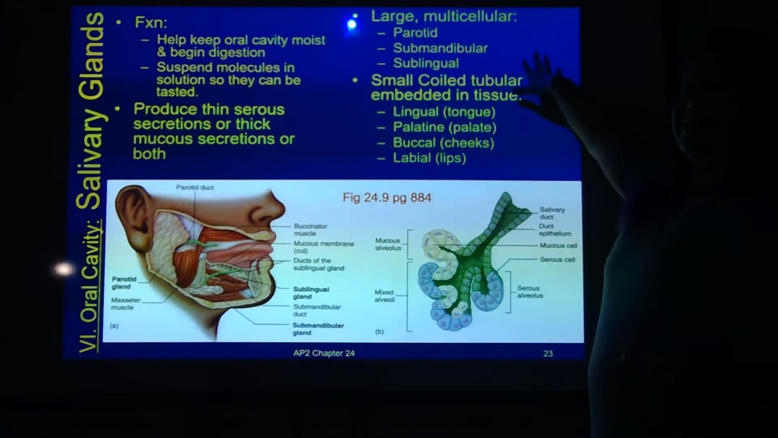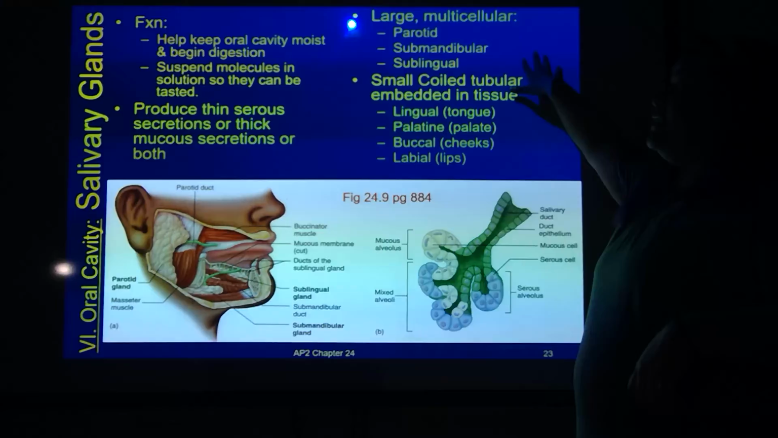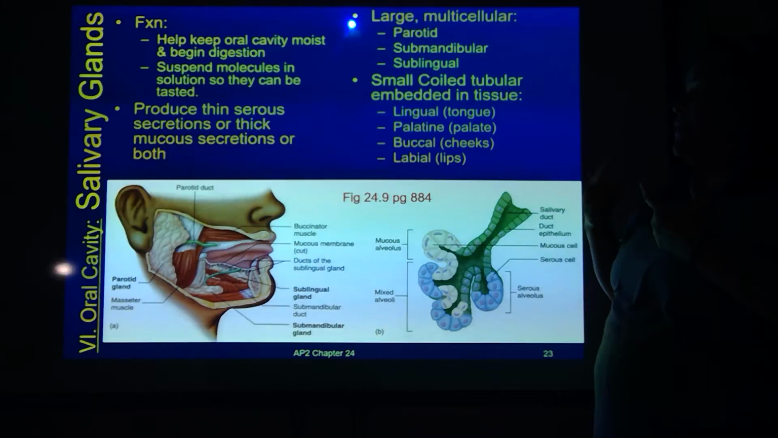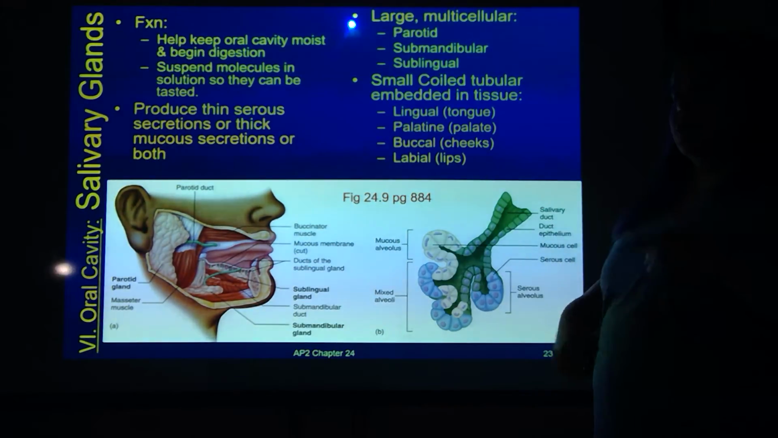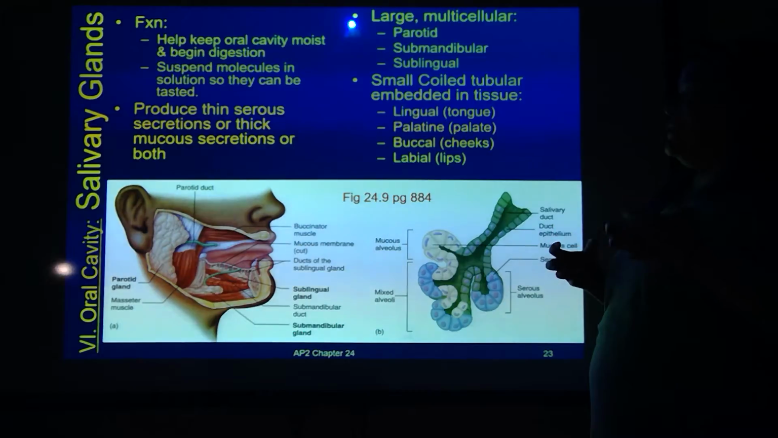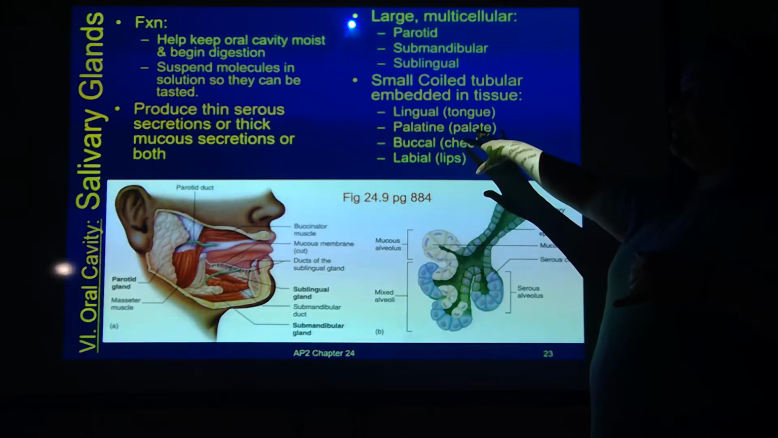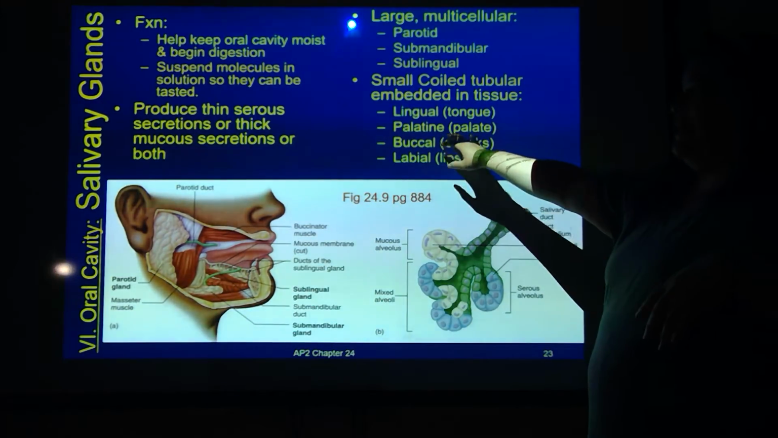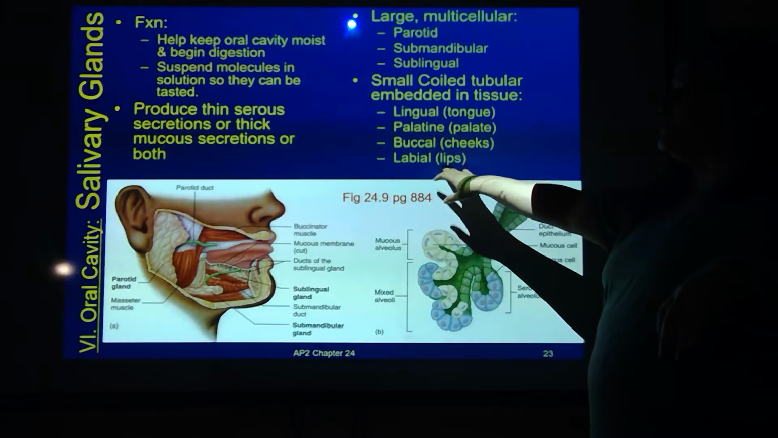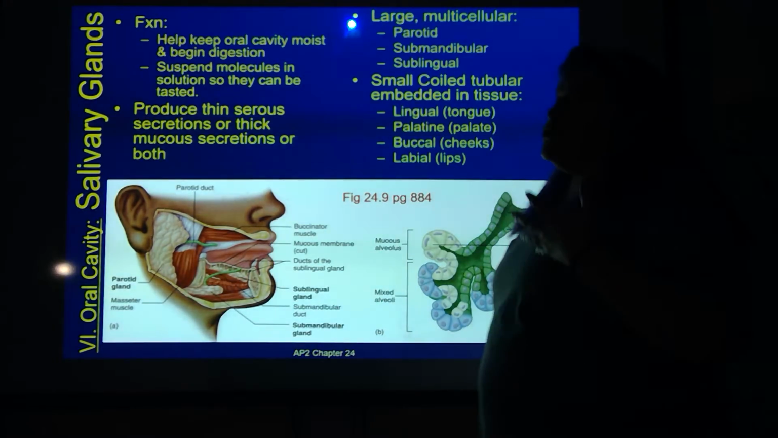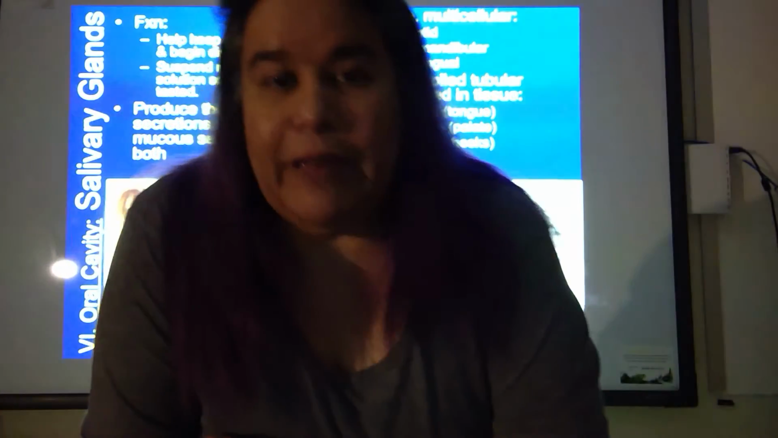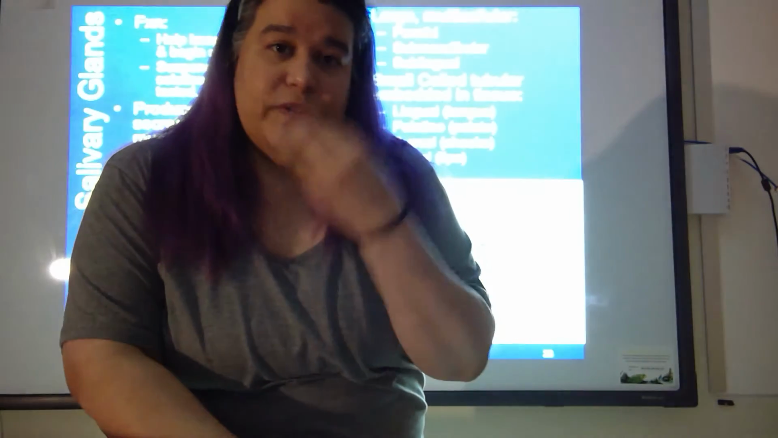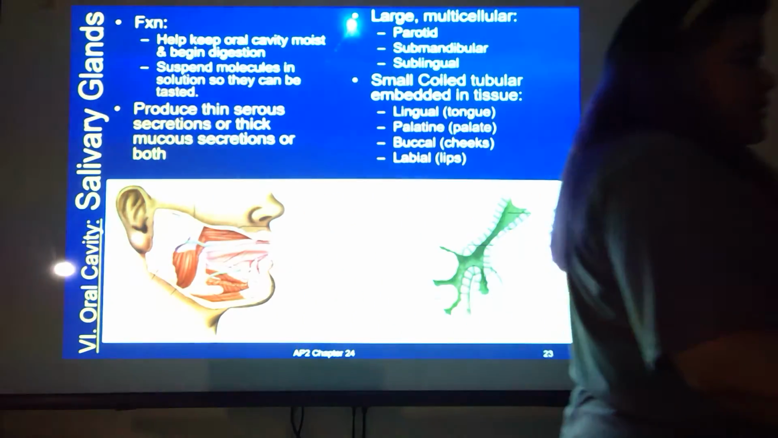So the large multicellular glands we have are the ones that I just pointed out: the parotid, the submandibular, and the sublingual. We also have small coiled glands, kind of like our sweat glands, embedded in the tissue of our tongue, of our palate, of our cheeks, and of our lips. So we've got the lingual, the palatine, the buccal, cheeks, and the labial, the lips. So we're not just using the bigger glands to get this saliva that we make. We're also taking advantage of the smaller glands embedded in other places.